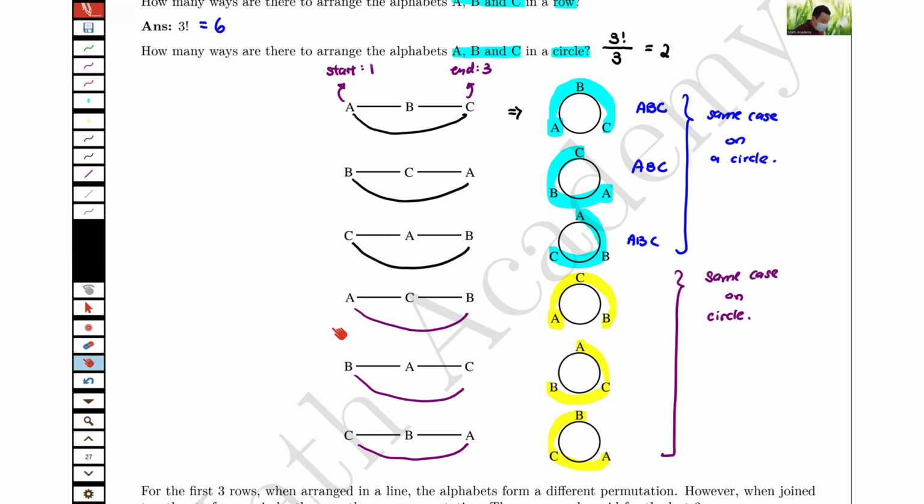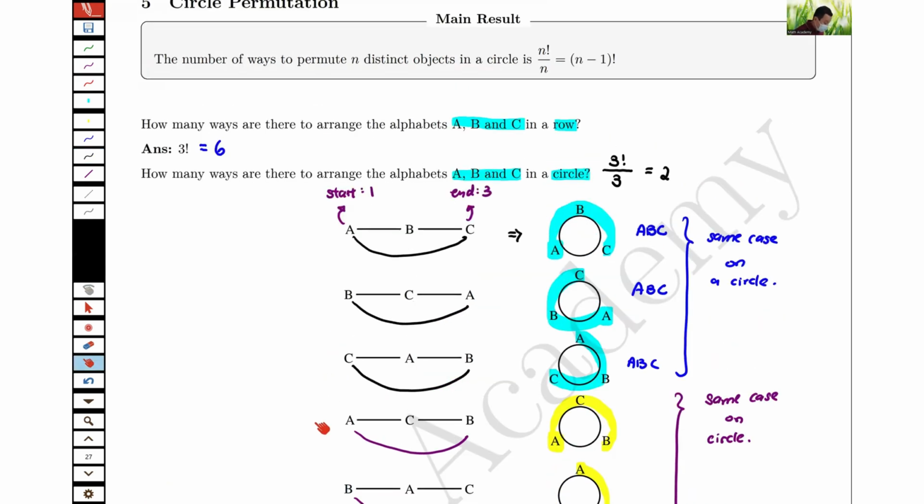So this is what you need to know generally. When you arrange n objects onto a circle, or sometimes they say a round table, we take n factorial for the n objects, but we must divide by n. This formula is the same as n minus 1 factorial.